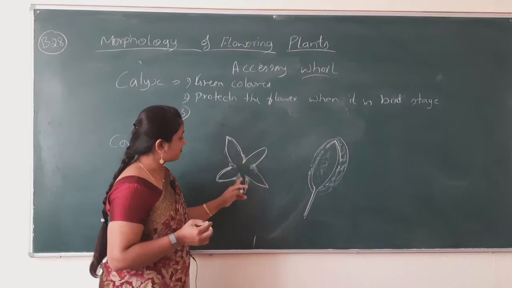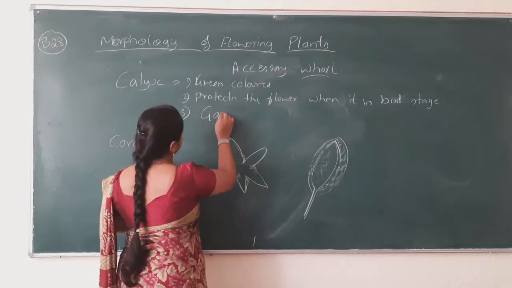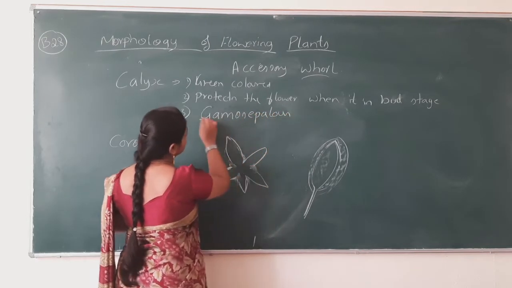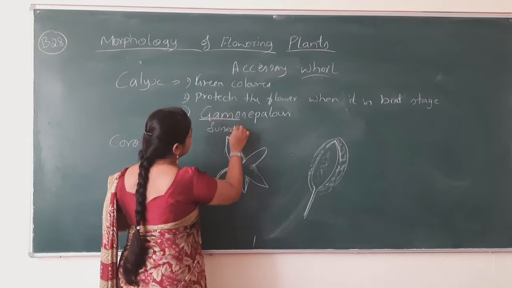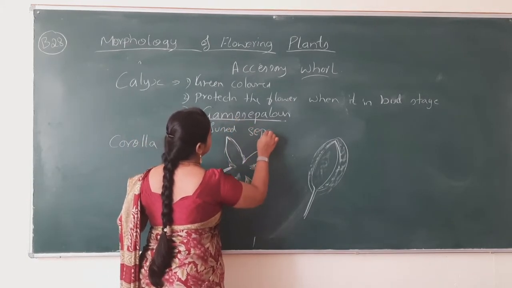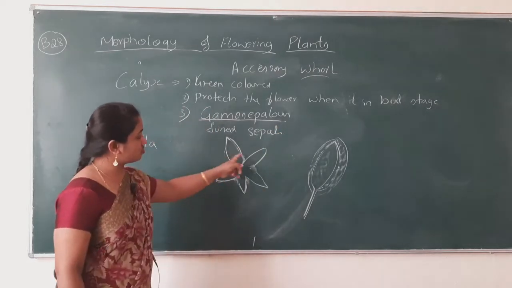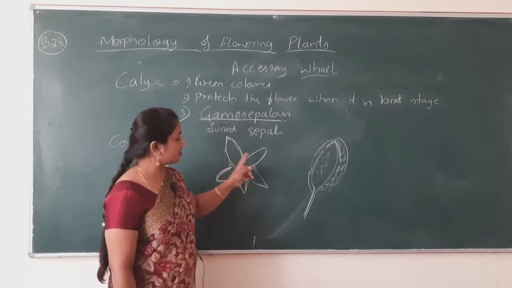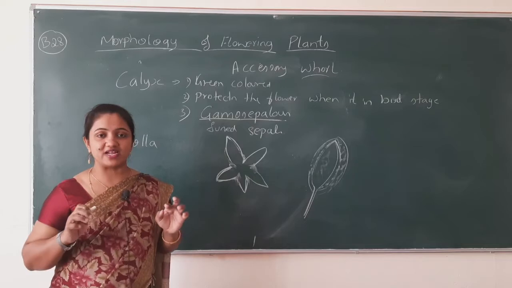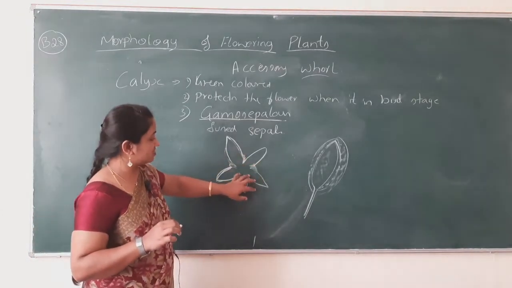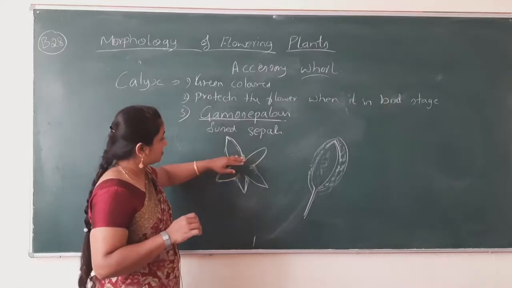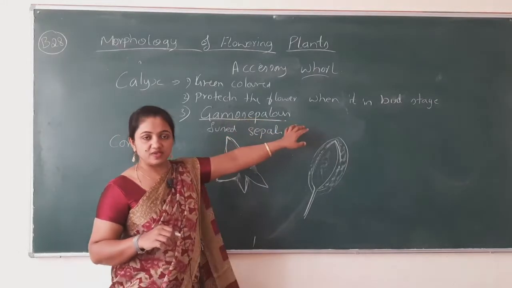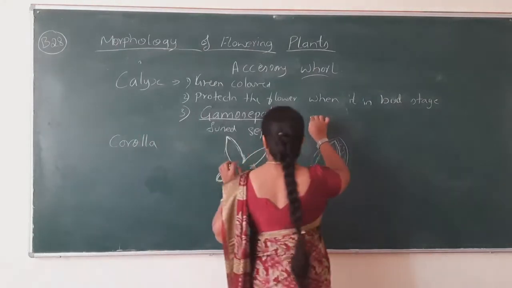So that type of calyx is known as gamosepalous. Gamo means fused, sepalous means sepals. The whorl of sepals is known as calyx. So if the sepals of the calyx are fused with one another, that type of calyx arrangement is known as gamosepalous.